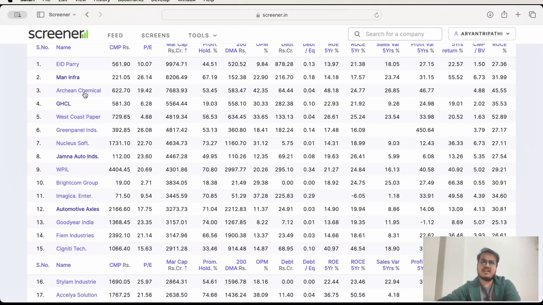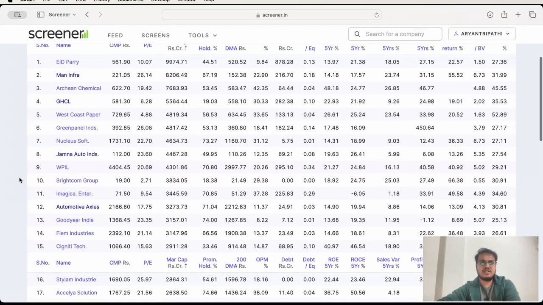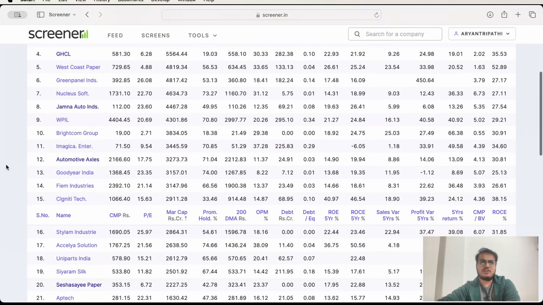Archean Chemical I like a lot. Maybe we'll discuss it some other day. Man Infra, I love this stock, and it has given a good return, almost 50% in around 1 month. It's a very good stock. You should go and read more about Man Infra. The way they do business, I love how they do the business. Then we talk about Greenpanel Industries. This is a very good stock. It's a real estate boom, a proxy to real estate. You can go and read about that.